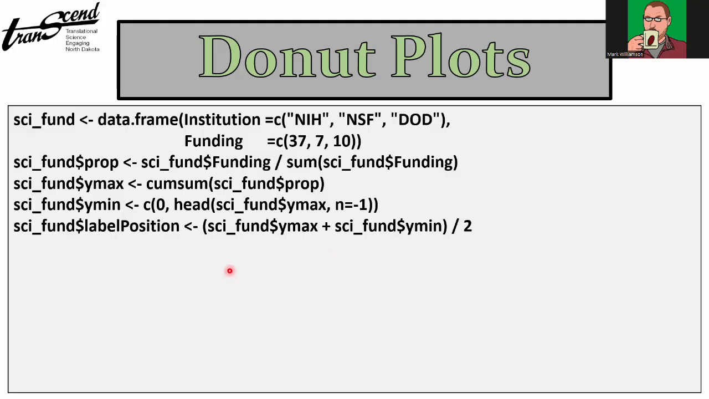Now, to get it to plot more easily, I'm going to create some additional variables in here. I want proportions, Y max, Y min, and then label position. So I'll do that here. For proportions, I just take the funding divided by the total funding. I can do the Y max, use the proportion that I generate here to get the cumulative sum, Y min, again using the Y max, and then the label position using these variables here.